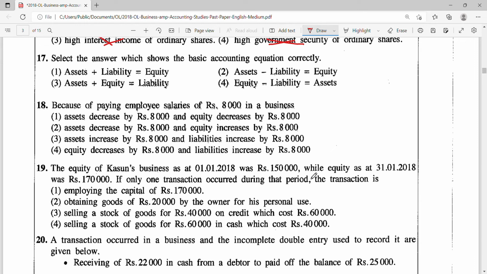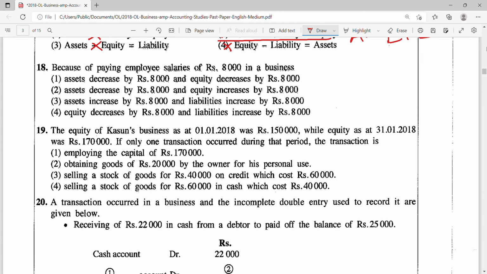Question 17. Select the answer which shows the basic accounting equation correctly. Now basic accounting equation is asset equal equity plus liability. So here they have said asset plus liability, which is wrong. Asset plus equity, no, it's wrong. Asset minus liability equals equity, yes, that's correct. Equity minus liability, no, that's wrong. So correct answer is asset minus liability equals equity.